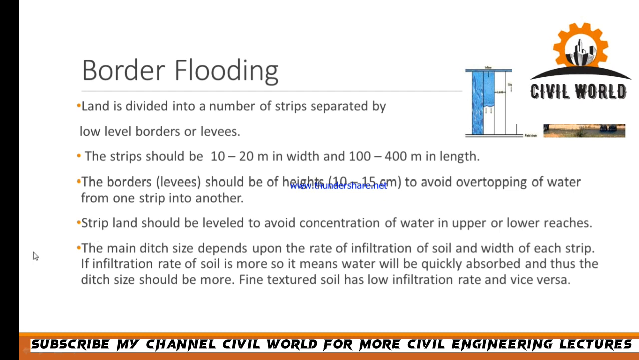जाहिर बात है, each strip should be properly leveled to avoid concentration of water. यानी आपने तो ठीक है borders को तो आपने created borders of 10 to 15 centimeter high so that each strip's water share should be restricted. लेकिन जो ऊपर नीचे की जो reach है, upper reach and lower reach, so the strip should be properly leveled so that water concentration should be avoided in upper and lower reaches.